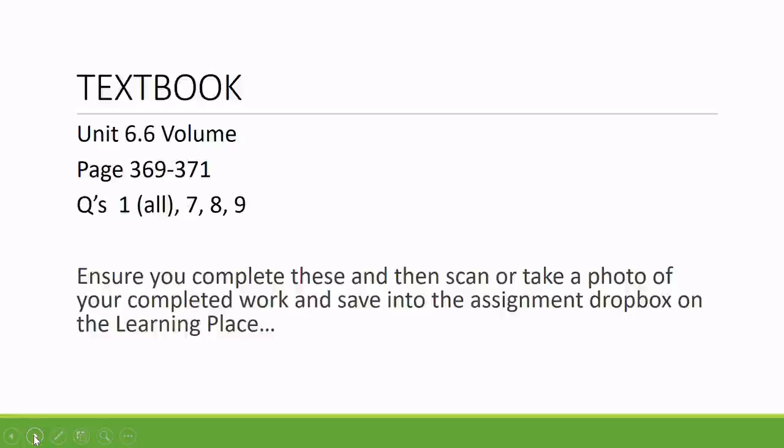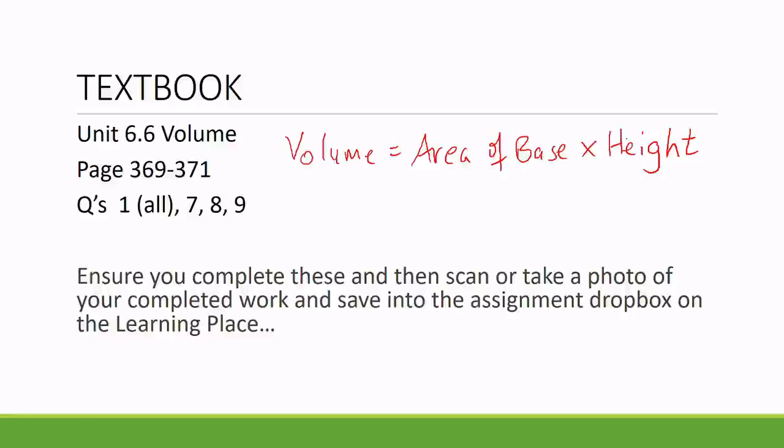Okay, so now you've seen 2 different ways to calculate the volume of a rectangular base prism. And what I would like you to do now with these textbook exercises, the remaining exercises in Unit 6.6, all about volume, is use the new formula, which was area of base times height. I'd like you to use that formula to calculate the volume of those questions there. So question 1, all of them, question 7, 8, and 9.